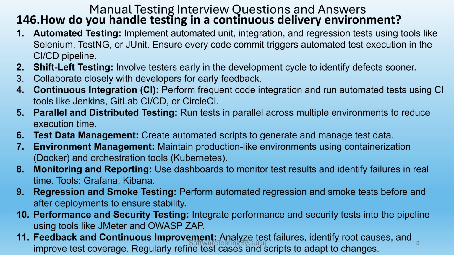Fourth, continuous integration (CI). Perform frequent code integration and run automated tests using CI tools like Jenkins, GitLab CI/CD or Circle CI. Fifth, parallel and distributed testing. Run tests in parallel across multiple environments to reduce execution time.